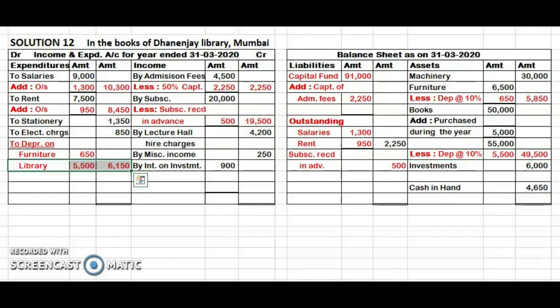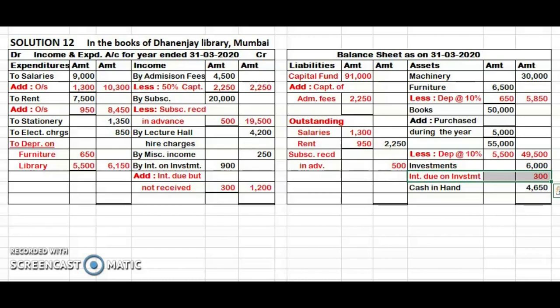The next adjustment, investments were purchased on 1st of April and they carry interest at the rate of 20%. Now, if we calculate 20% interest on investment, it comes to 1,200. And you see, we have already received an interest of 900. That means rupees 300 interest on investment is not yet received. So we add that 300 and then in the outer column we have 1,200 which shows the actual income on investment. The second effect, on the asset side, interest due on investment 300.